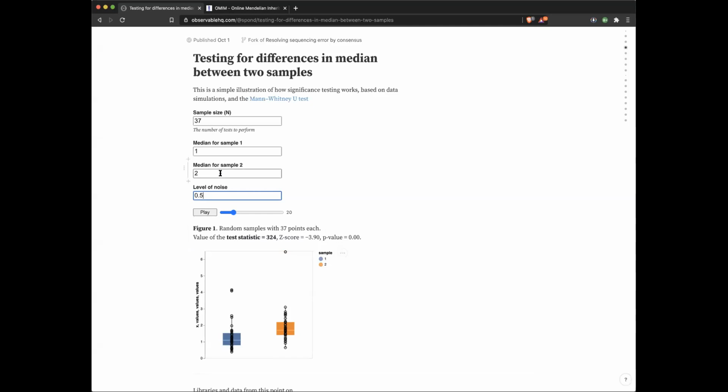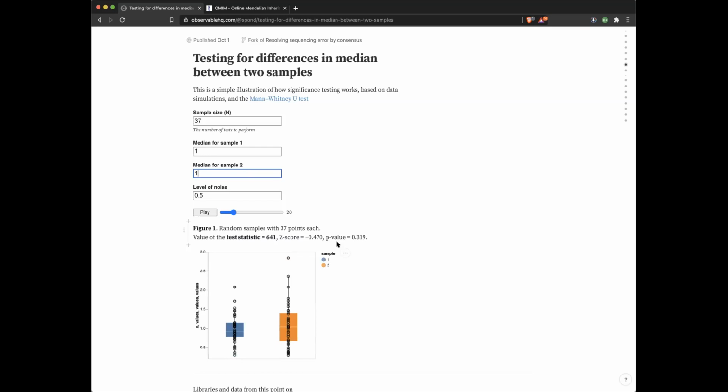Let's see what happens to this test statistic as we make samples even easier to separate. Now we have medians of 1 and 5, so it should be easier to tell them apart. The test statistic went to 8. Let's take it to 10. The test statistic is now 0. So this test statistic is small when the samples are different. And if you set them to be 1, so the same, the test statistic is now big. And you can convert this number into a z-score and a p-value.